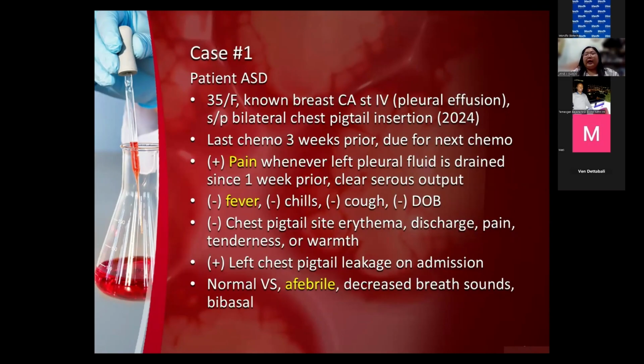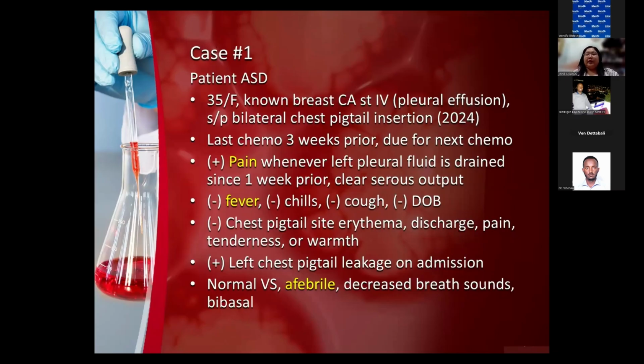1 week prior, she had started to complain of pain whenever the left pleural fluid is drained, but the output remained clear and serous. She denied any presence of fever, chills, cough, or difficulty of breathing. There are also no signs of inflammation or infection around or surrounding the chest pigtail site. She was then advised admission for evaluation and also in preparation for her chemotherapy.